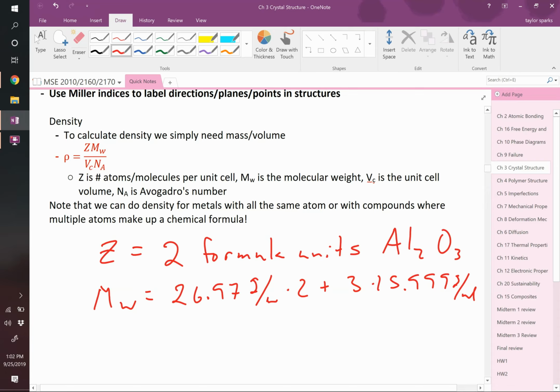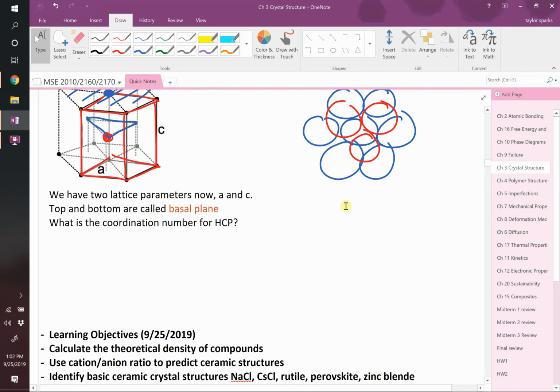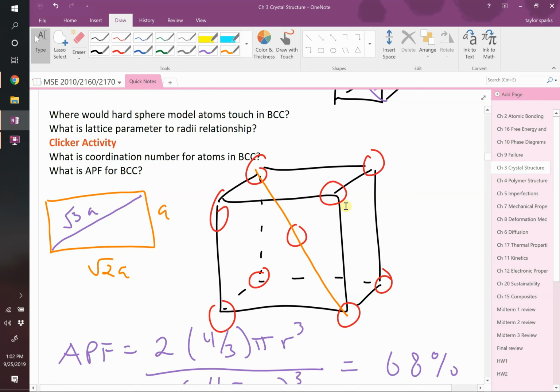So, for example, if it was FCC or BCC, let's do BCC for instance. What would Z be if we were trying to calculate, let's say this is iron, BCC iron, that's ferrite. What would Z be for BCC iron? How many atoms are there per unit cell? 2, right? So you'd be 2 times the molecular weight of iron in this case, and then you need to divide it by the volume of the unit cell.